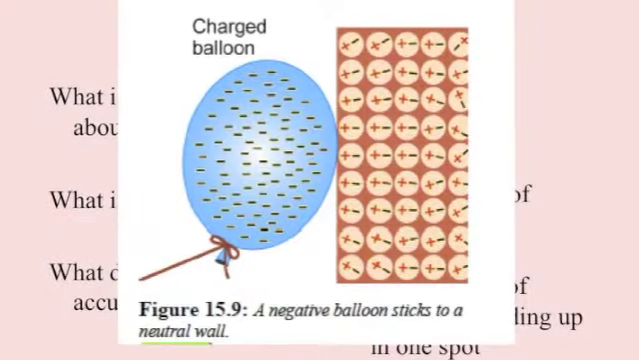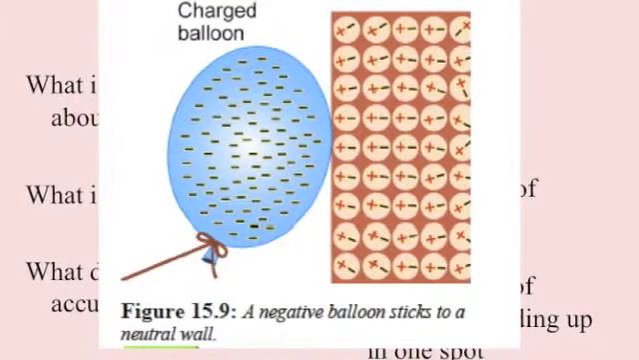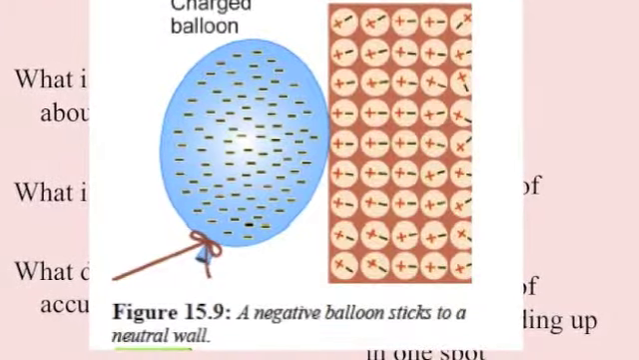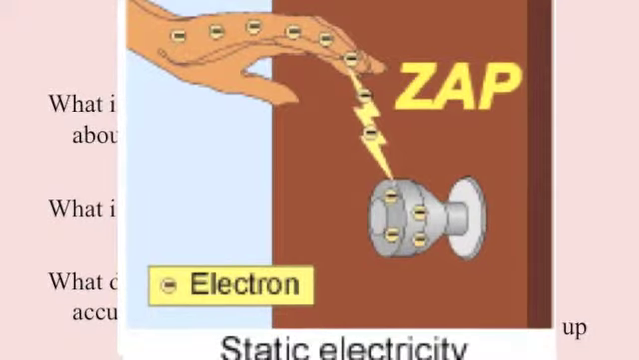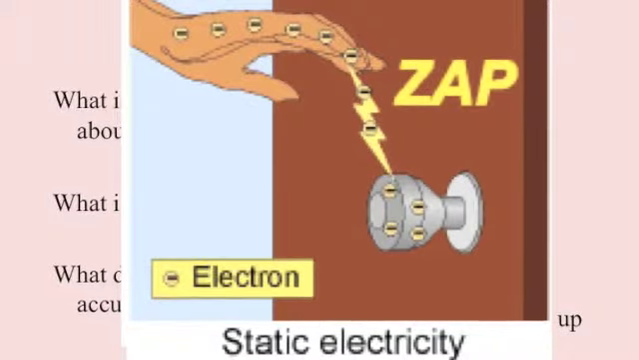A great example of static electricity is the accumulation of charges on a balloon that cause it to stick to the wall. Another example is when electrons flow from your hand into a doorknob, causing you to feel a slight zap or tingle because of the movement of electrons.